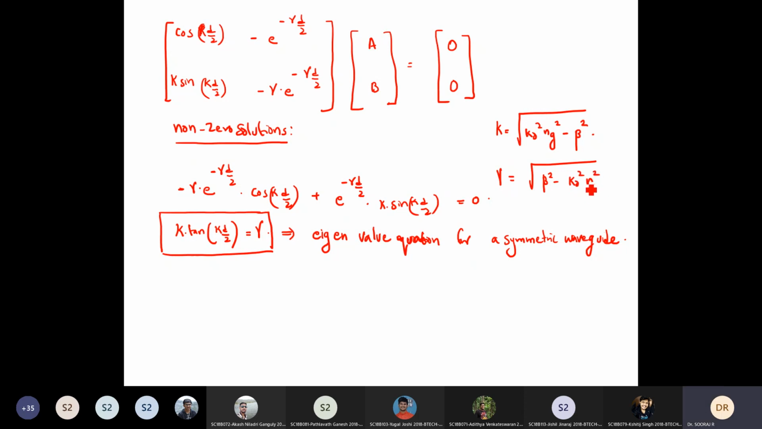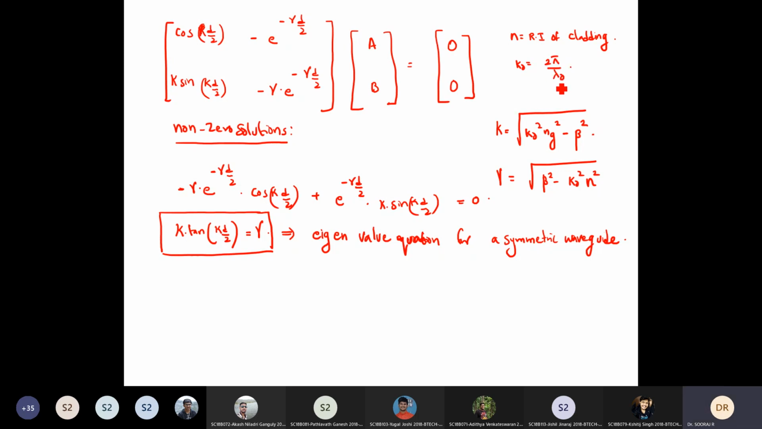I have used this symbol n, where n indicates the refractive index of the cladding. This cladding could be the top cover layer or the bottom substrate layer, but we have assumed that this is a symmetric waveguide, which means the refractive index of the top cladding layer and the bottom cladding layer is the same. So instead of using two symbols, I am just using a single symbol n. So k naught is given by 2 pi by lambda naught.